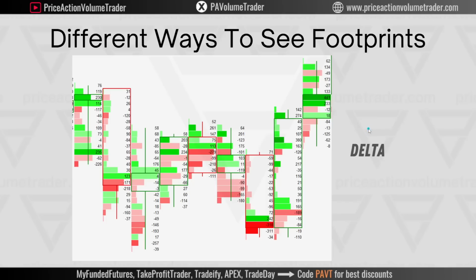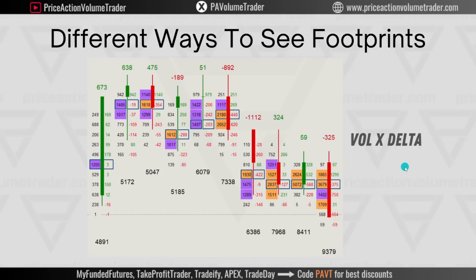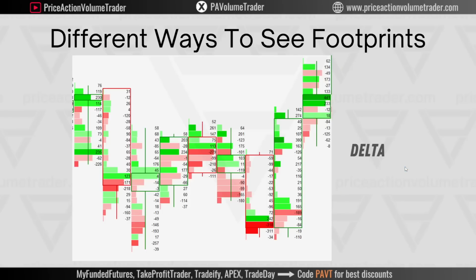You can have delta volume profile footprints, where you have basically a profile formed depending on the levels of delta that we have at each price level. So you can see when we have high deltas, then we get a bigger highlight, for example. And that's different ways that we can see deltas on there.